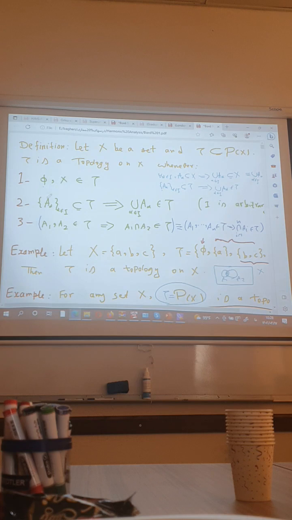If we have these three properties, we say that tau is a topology and X with tau is called a topological space, okay?